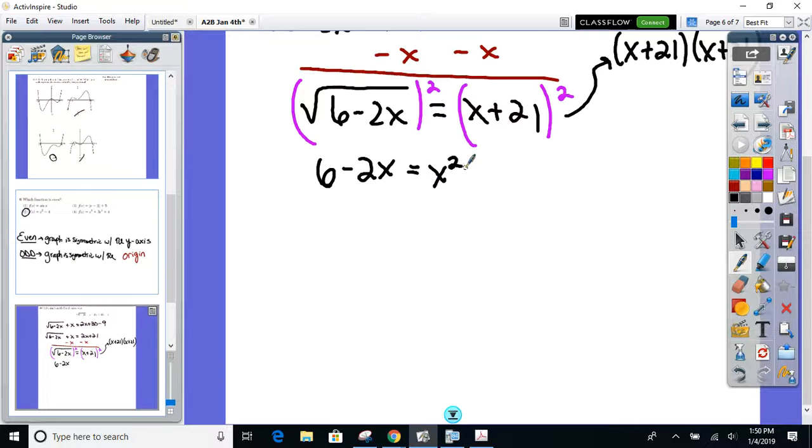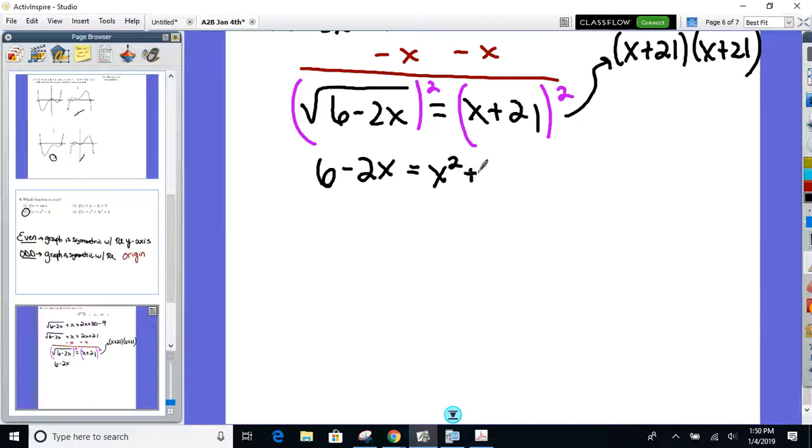What are you guys getting in the middle? 42x. And one large number at the end, huh? 420.